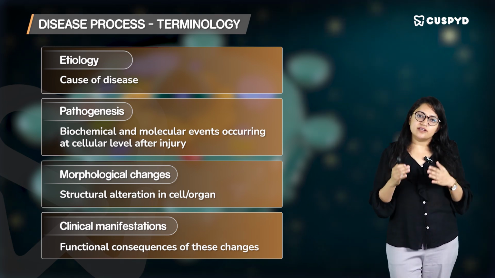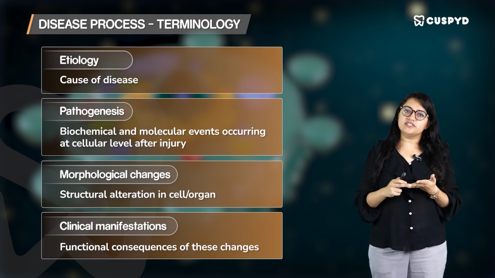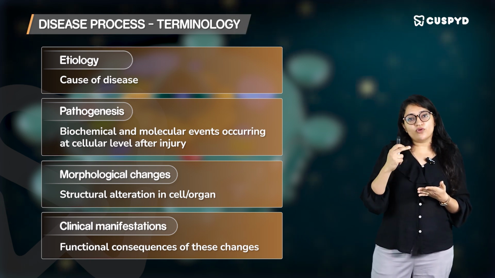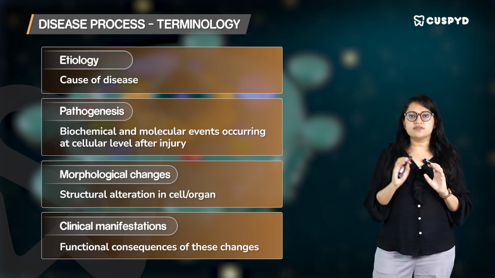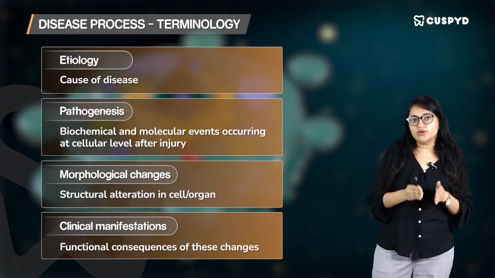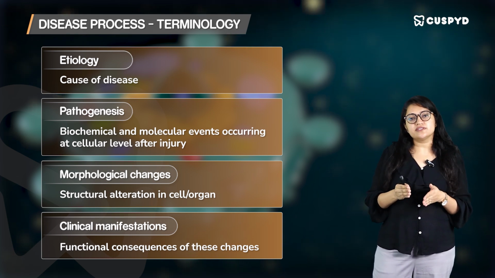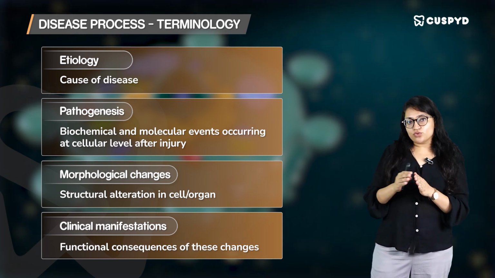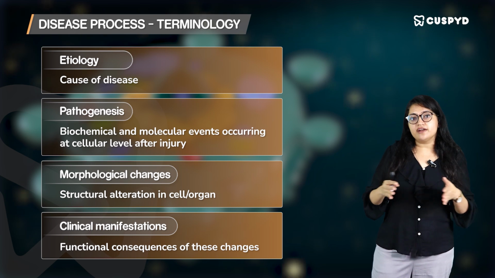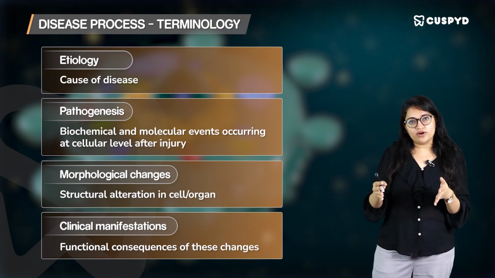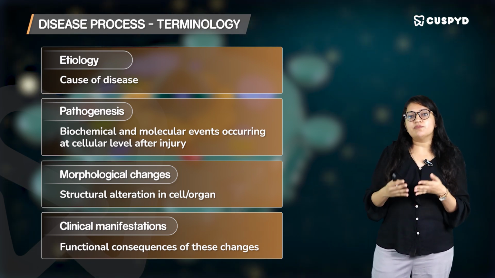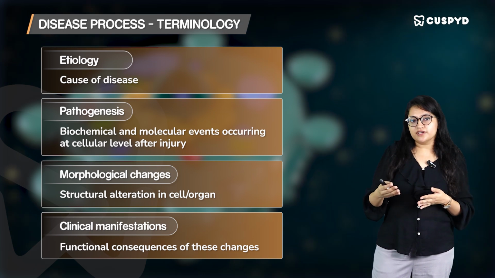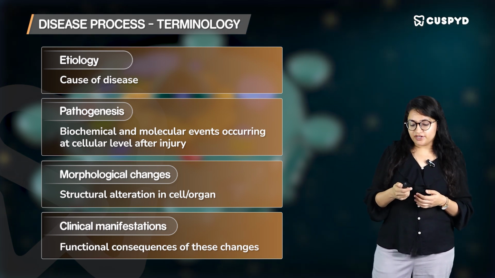So in a disease, now you know you have a cause for the disease, which is the etiology, followed by some molecular or biochemical alteration at the cellular level. That is your pathogenesis. All the cells make a tissue and then overall it makes one organ. So there will be morphological changes in your organs, followed by your clinical manifestations.